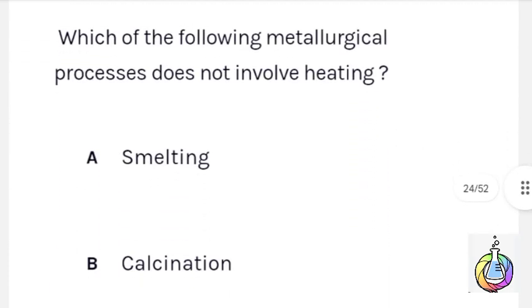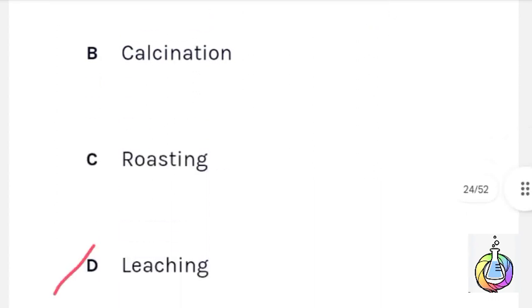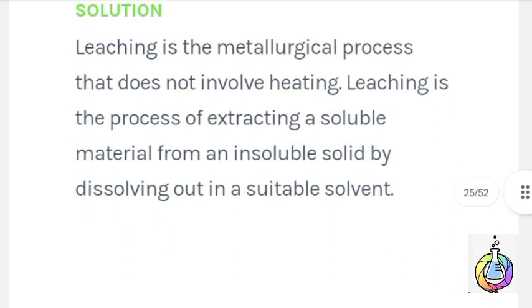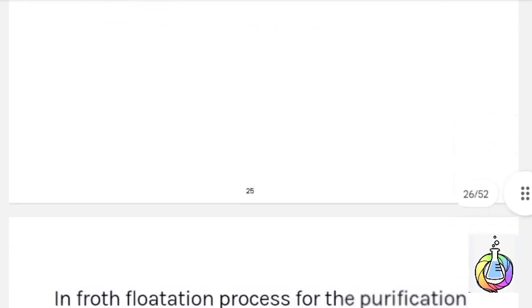Next question. Which of the following metallurgical processes does not involve heating? There is a leaching process. In the leaching process, heat is not involved. Here the solution is given. Leaching is a metallurgical process that does not involve heating. Leaching is the process of extracting a soluble material from an insoluble solid by dissolving it out in a suitable solvent. Therefore, option D is the correct answer for this question.